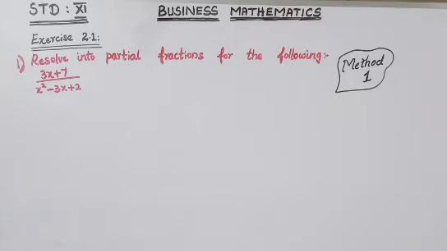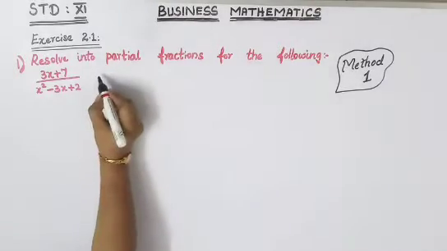Standard 11th Business Mathematics Exercise 2.1. Your first question. Resolve into partial fractions for the following. Your question is (3x + 7) divided by (x² − 3x + 2). So first see the denominator. Your denominator is given as a quadratic function.